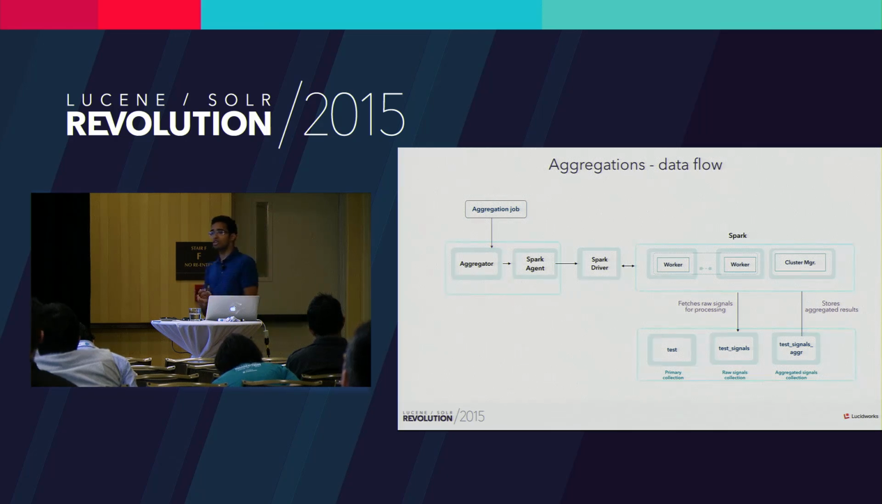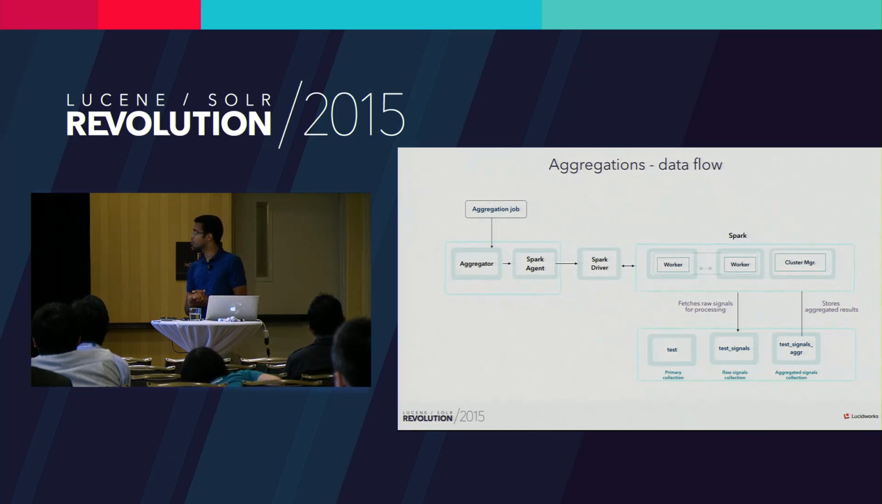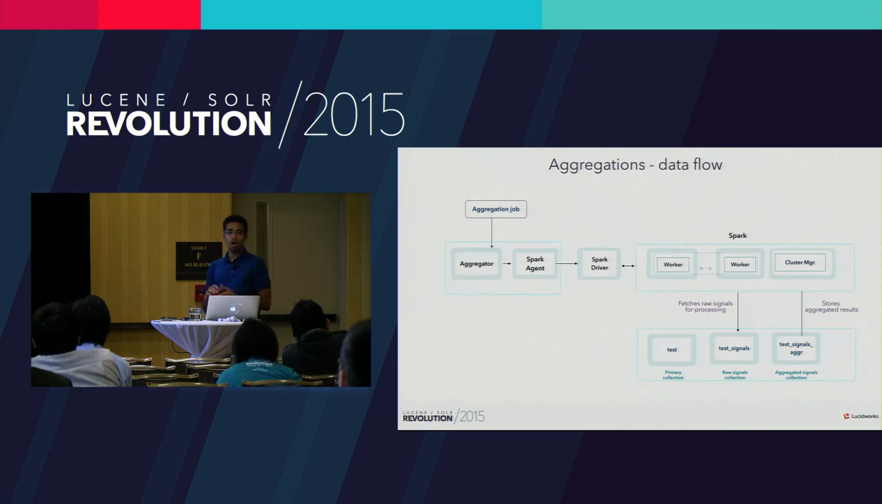So you can schedule these jobs to go through once a week, once a day, or twice a day. And whenever a job kicks in, we submit the job to Spark for processing. This is our latest inclusion in 2.1. All the aggregation jobs that happen go through Spark.